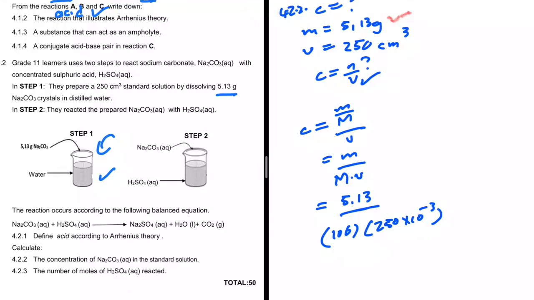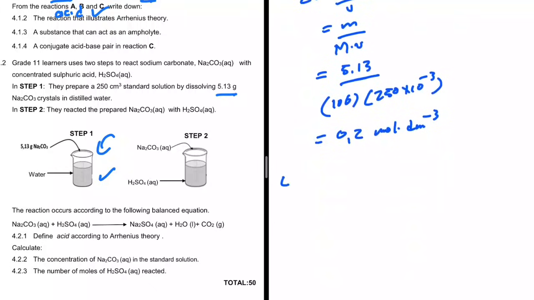Let me see what I get there. I'm getting 0.2 moles per decimeter cube. That is the concentration of Na2CO3, 4.2.2. What about 4.2.3? We're looking for the number of moles of H2SO4 that reacted.